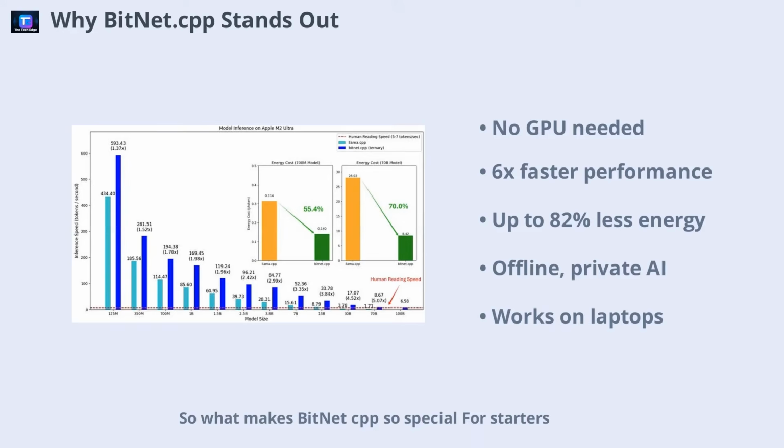So, what makes BitNet.cpp so special? For starters, it doesn't require any fancy hardware. Your everyday laptop or desktop can handle it, no need to invest in a high-end GPU. BitNet.cpp delivers up to 6x faster performance and slashes energy consumption by up to 82% compared to traditional setups. That means you save money on electricity and help the environment at the same time. Plus, running AI offline keeps your data private and secure. It's a win-win for both performance and privacy.